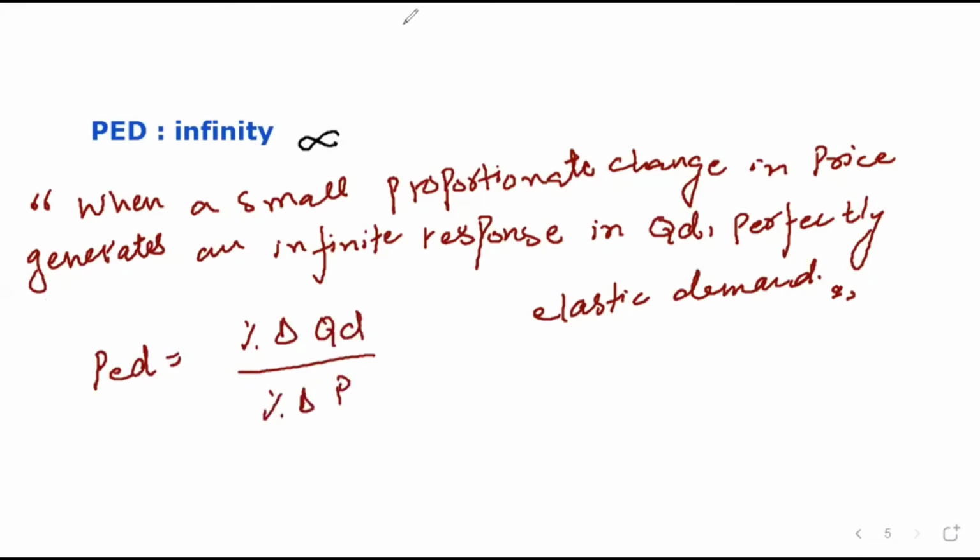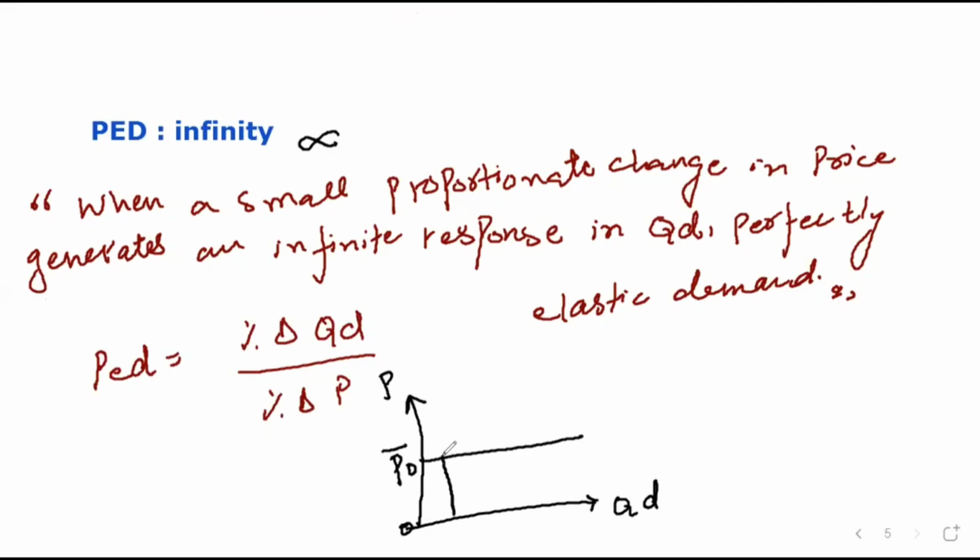For that, the diagram that we will make will be like this, parallel to the x-axis. So P naught, as you can see, at the same price the quantity demanded is increasing. Look, quantity demanded is continuously increasing, or it may be decreasing, but the price is the same. So these types of goods are called infinitely elastic demand. These are the 5 types of price elasticity of demand.